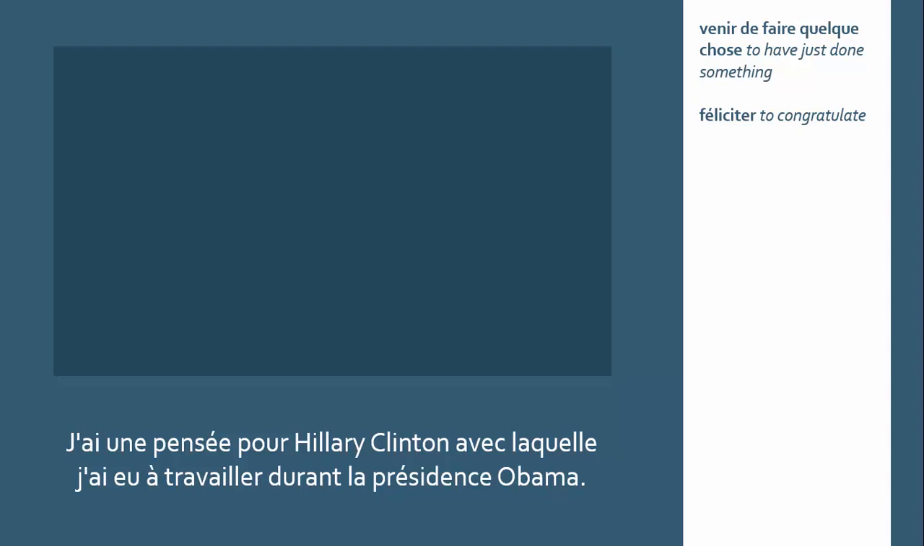Again, really nice, strong French accent there. So, j'ai une pensée pour Hillary Clinton. I have a thought for Hillary Clinton, or rather I spare a thought for Hillary Clinton would probably be a better translation, but either way we understand it, this is not a translation exercise. Avec laquelle, with whom, j'ai eu à travailler. So avoir à, faire quelque chose, is to have to do something, just as in English. It's a sort of more formal way of saying devoir. Travailler, work, so avec laquelle j'ai eu à travailler, with whom I've had to work, durant la présidence Obama.